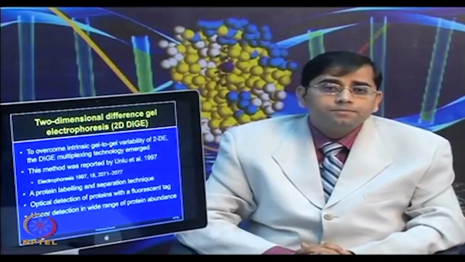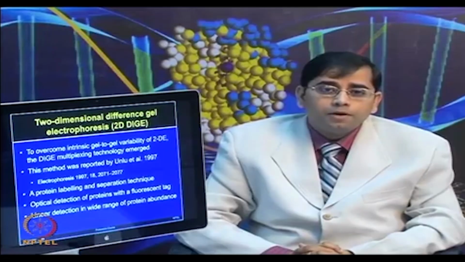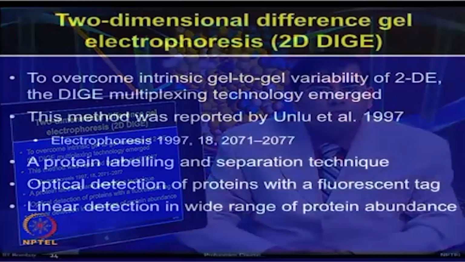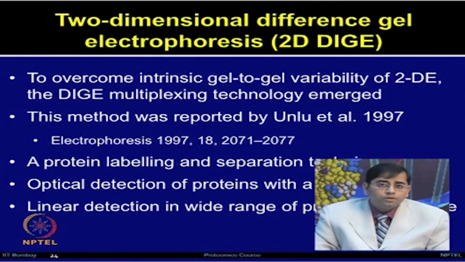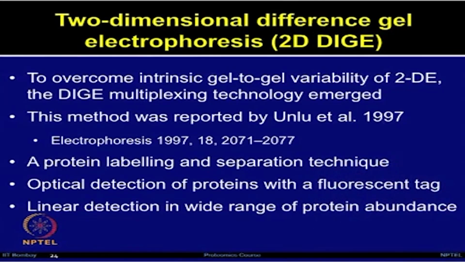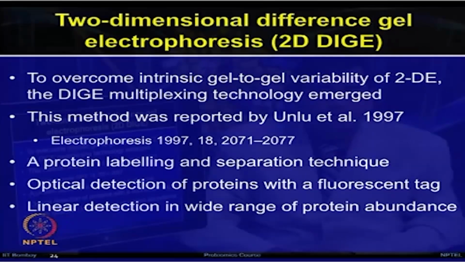The 2D DIGE method was basically aimed to overcome the gel to gel variability which was observed in 2-dimensional electrophoresis, and it allowed multiplexing samples. This method was first reported by Unlu et al. in 1997, and it finally became very user friendly. Now thousands of laboratories worldwide are using this technology to overcome the gel to gel variations encountered by traditional or conventional 2-dimensional electrophoresis.